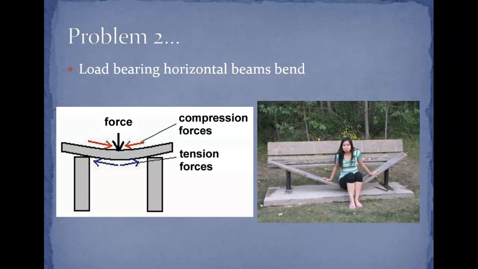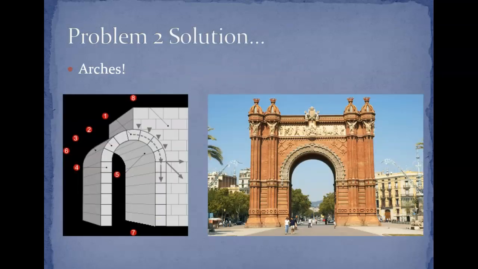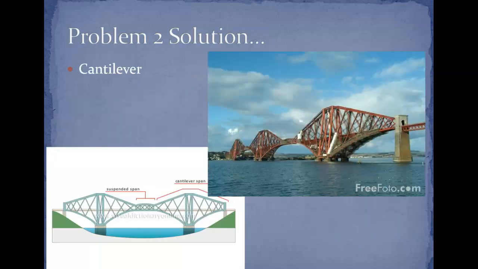Load-bearing horizontal beams tend to bend, causing torsion and tension and compression forces acting within the object. And so using arches is one way that we can really support that. Transporting a lot of weight to the outside while keeping the opening. A cantilever is another one, which is where you're going to support it both from the top and the bottom to bring it to specific braces.